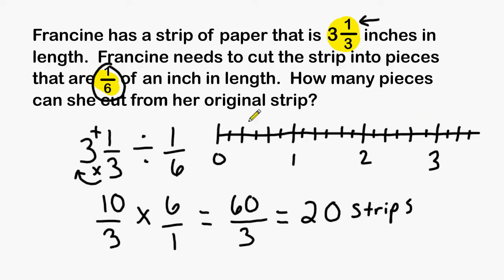And then what I'm going to do is count how many strips of paper the size of 1/6 it would take to get all the way to this point right here, which is 3 1/3. So from 0 to 1/6 represents 1 strip of paper. This would be 2 strips, 3, 4, 5, 6, 7, 8, 9, 10, 11, 12, 13, 14, 15, 16, 17, 18, 19, and 20.